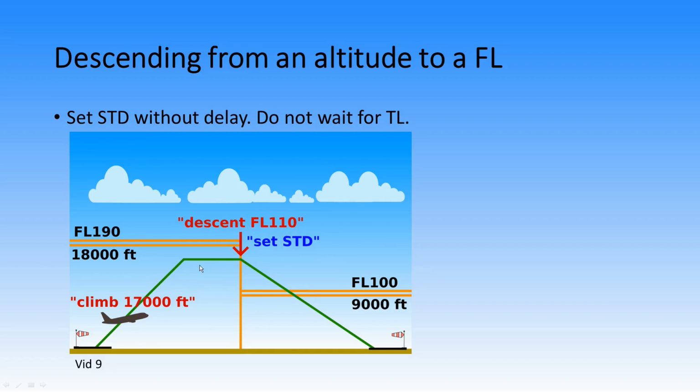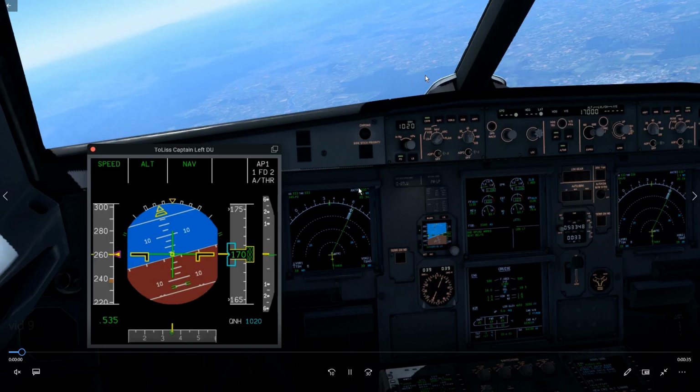Now, well, that's odd, because first we're on an altitude here. Now they say that we have to descend to a flight level, but the question is, when do you set standard? Again, there is no transition because you already passed it here. So you have to set standard straight away. So to illustrate that, the next video.